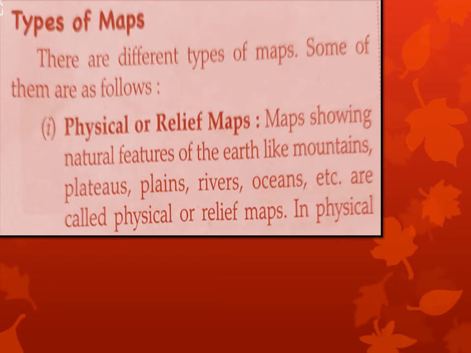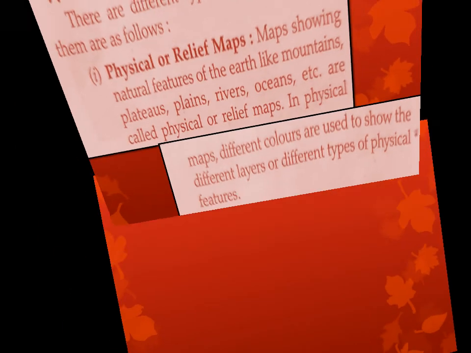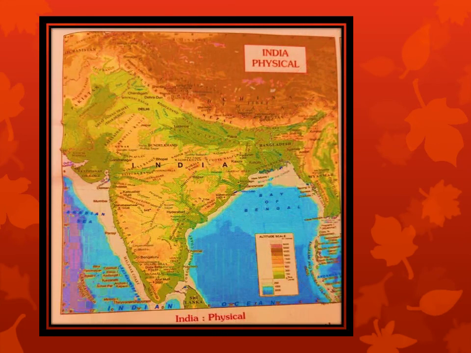Now there are different types of maps, and here you can see physical or relief maps. The maps which show the natural features of the earth, like mountains, plateaus, plains, rivers, oceans, etc., are called physical or relief maps. In physical maps, different colors are used to show the different types of physical features. Here you can see a physical map of India. You can see the different colors are used to show the different features.